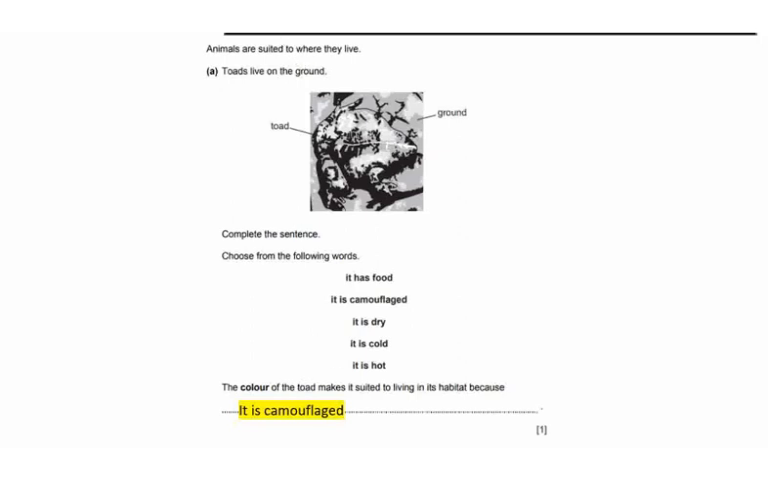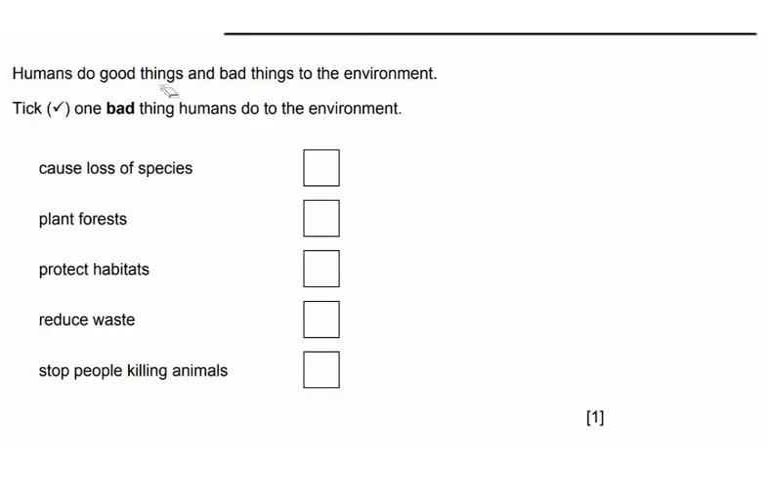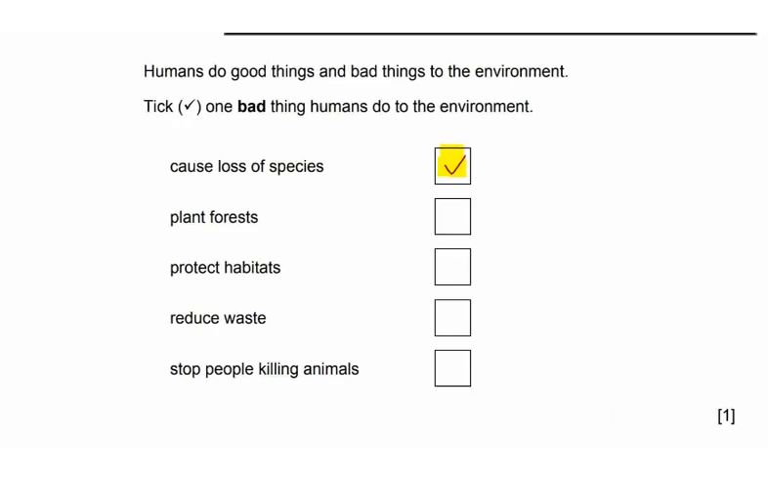Let's move on to the next question. Humans do good things and bad things to the environment. Pick one bad thing humans do to the environment. Is it cause loss of species, plant forest, protect habitats, reduce waste, stop people killing animals? Well, the answer is one bad thing humans do is cause loss of species by cutting and opening the forest.